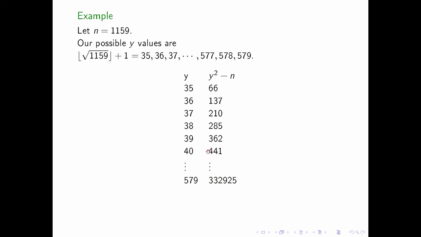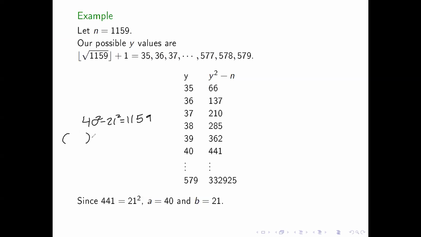But it turns out this is the number right here, 441, which is 21 squared. So that's when A is 40 and B is going to be 21, because that means that 40 squared, because this was my y value squared, minus n was equal to 21 squared. So literally, you can see this again, 40 squared minus 21 squared is equal to 1159.